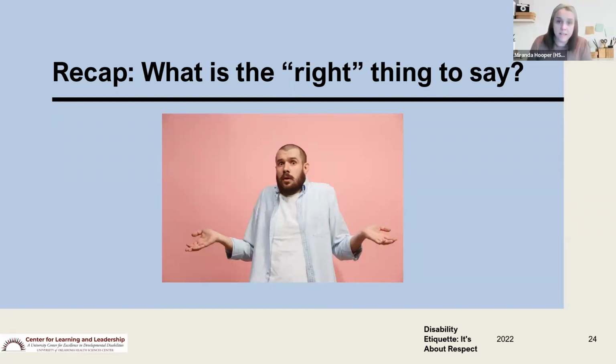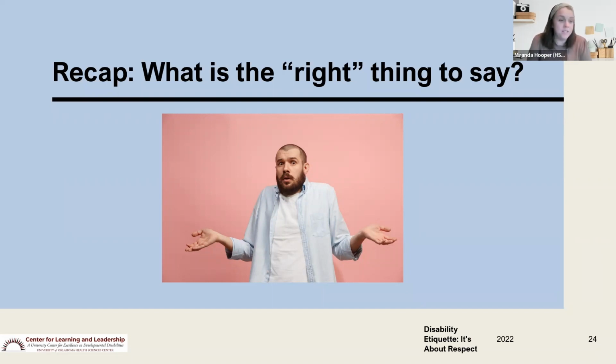So what is the right thing to say? The right thing to say is going to be based on what that person tells you is the right thing to say, or the environment you're in. So again, if you're meeting somebody in a professional place, the right thing to say is to use people first language until they bring up identity first language. And then the right thing to say is going to be using identity first language.